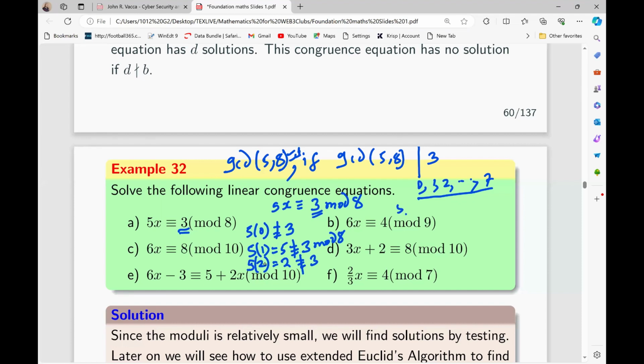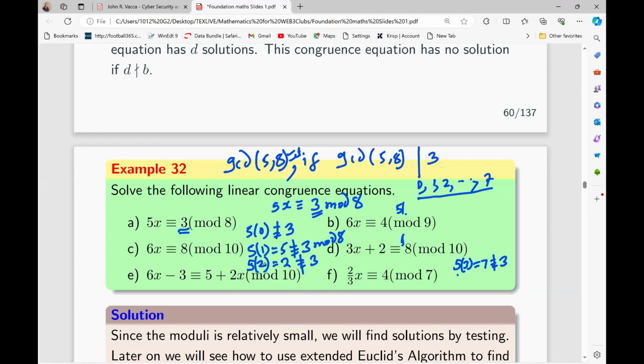Try 3. 5 times 3, yes, I'm right. It's not writing here. 5 times 3 will be 15. On division by 8, the answer is 7, which of course is not 3. So it's not congruent to 3.